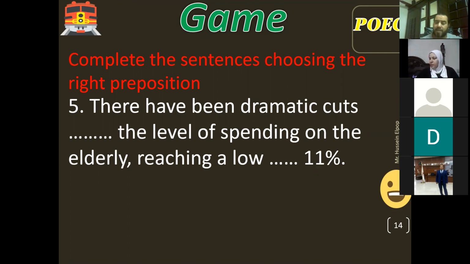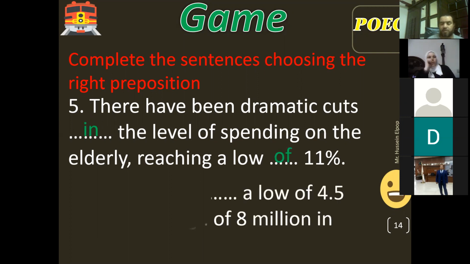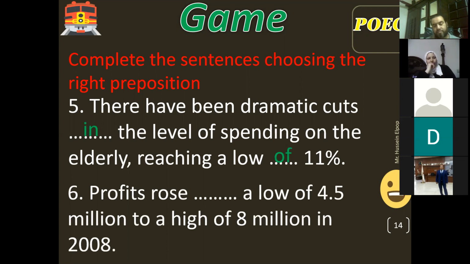By the way, the more you think about the answer, the more chances you have in answering everything, because you're going to force your mind to think and give an answer. So every time there will be no escaping. So the first one is in the level of, I guess, and the second one is a low of 11%. Now here, it rose by a low of 4.5 million. I guess it's by. Okay, thank you. Any other one?